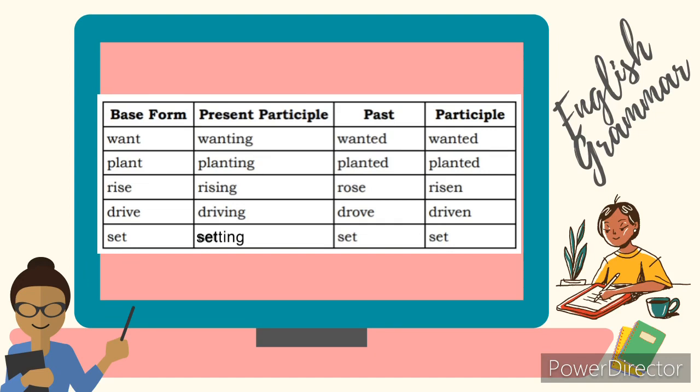Another is rise as the base form, rising as the present participle form, rose as the past form, and risen as the past participle form. Next is drive as the base form, driving as the present participle form, drove as the past form, and driven as the past participle form. Lastly, we have set as the base form, setting as the present participle form, set as the past form, and set as well for the past participle form.